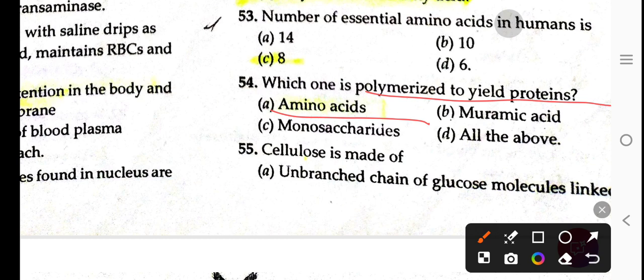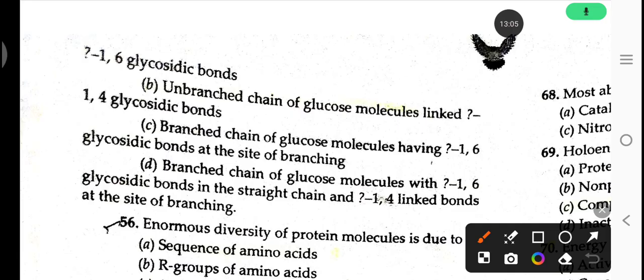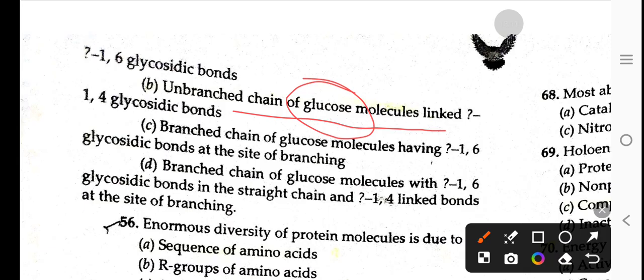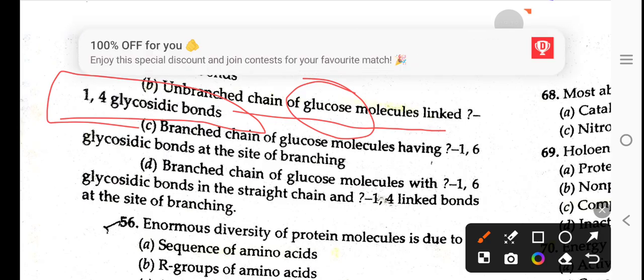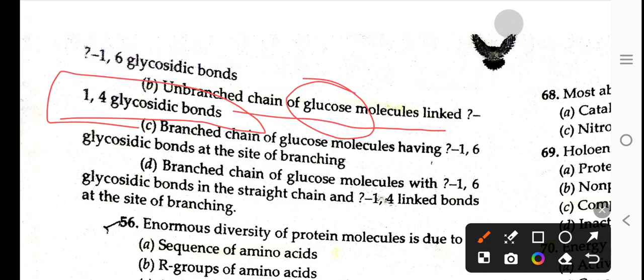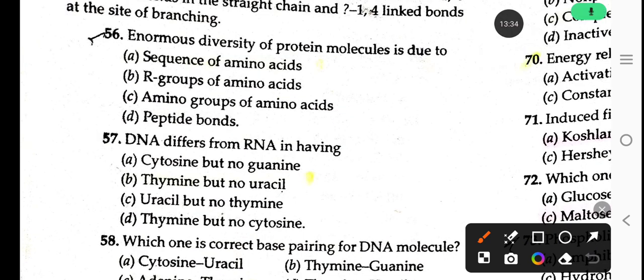Cellulose is made up of, so it consists of an unbranched chain of glucose. Cellulose is made up of glucose linked by 1,4 glycosidic linkage. Because it has no branches, it is unbranched. In case of any molecule having branching, it is 1,6 glycosidic linkage, but in cellulose it is 1,4 glycosidic linkage. Enormous diversity of protein molecules is due to the sequence of amino acids.